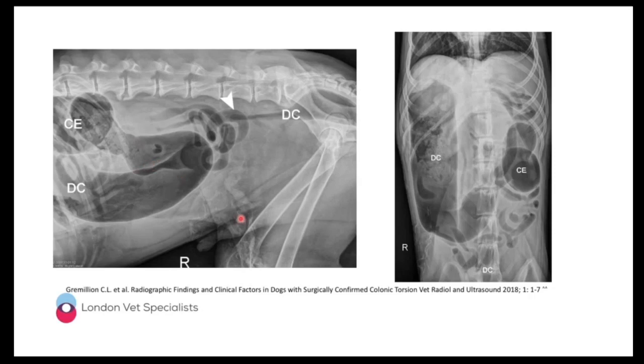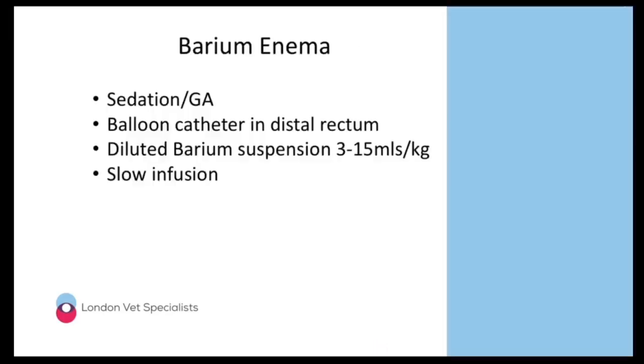Now, invariably, not all patients with colonic torsion have changes that are as easy to see as this, and sometimes there is reasonable doubt as to whether or not a patient has a colonic torsion. And in those instances, we can do a barium enema. So just like the pneumocolonogram, in order for patients to tolerate this, they really need to be either sedated or anesthetized.